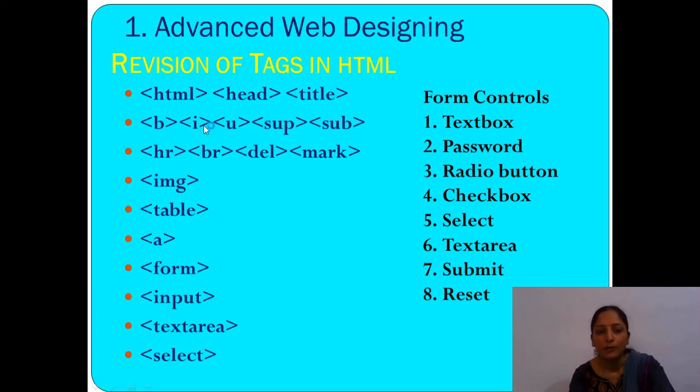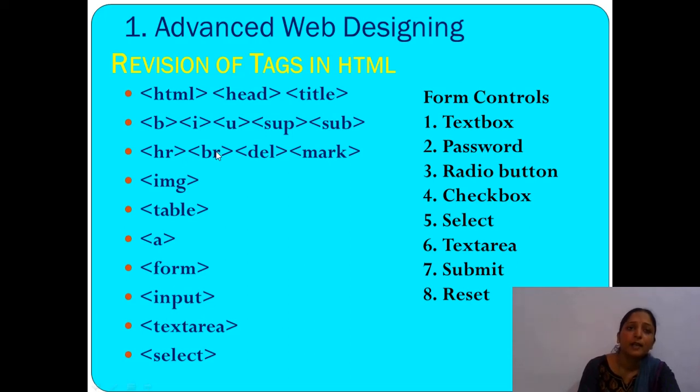B for bold, I for italic, U for underline, SUP for superscript, SUB for subscript. Means when you want to display a raised to b, at that time we use the superscript. When you want to display log to the base 10, then we use the subscript. HR for what? Horizontal ruler, it displays one horizontal line. Different attributes are there for HR tag. This is a revision of 11th.